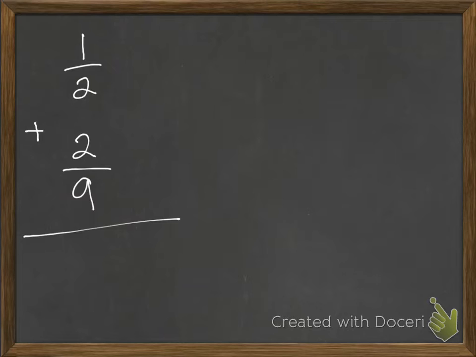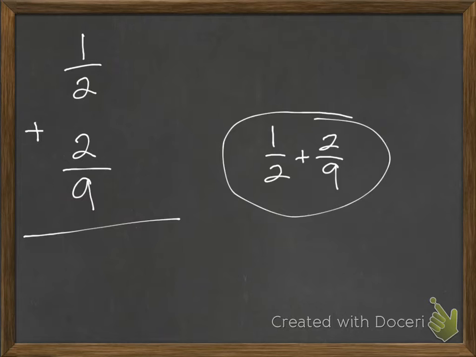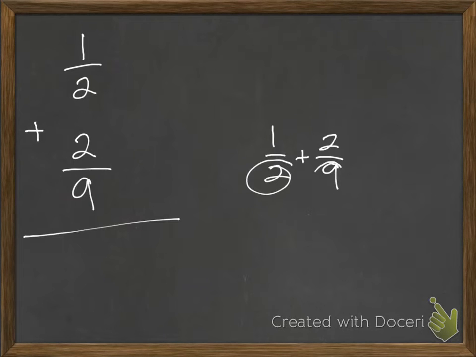So on your first page, I would like you to write this problem exactly how I wrote it. I would like you to write 1/2 plus 2/9. Now I'm going to write it over here just for a second to show you something. You don't need to write it like this. But when you have different denominators, you cannot add straight across. You can't even add these. You have to find a common denominator first before you even move on.